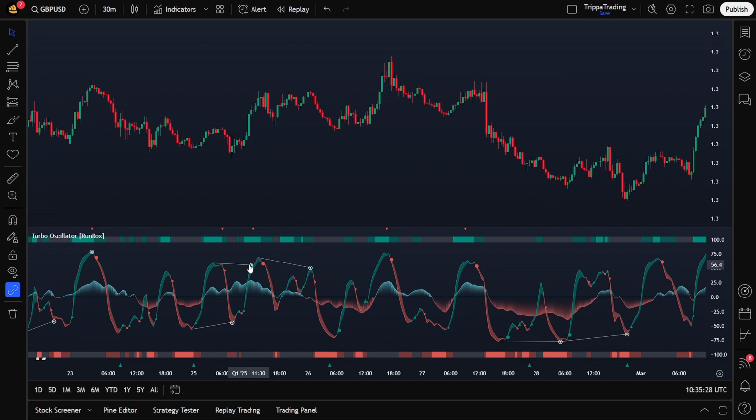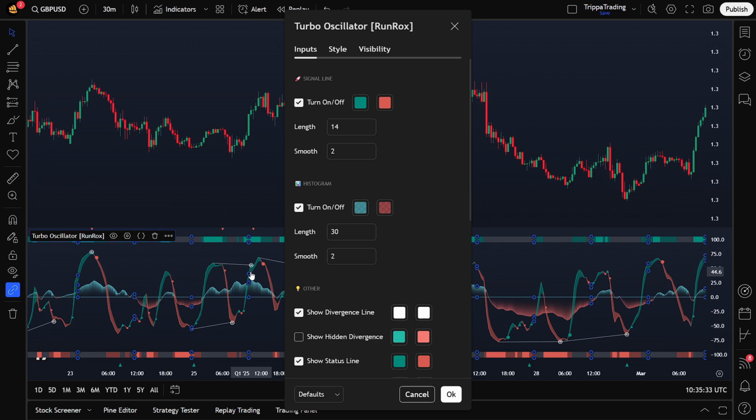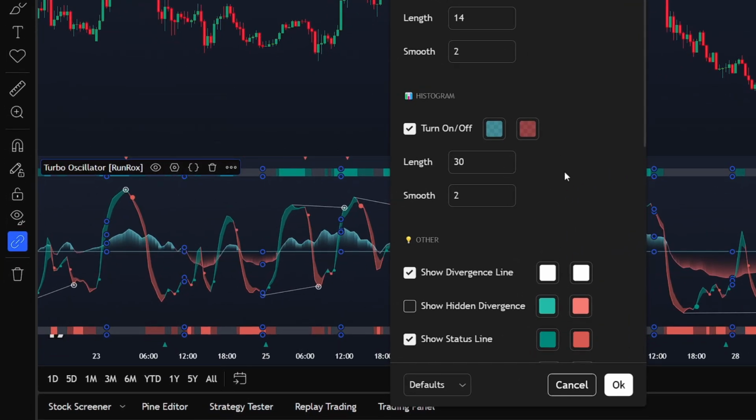We also have hidden divergences, but for that, you've got to activate them in the settings. You just double-click on the indicator, or just open the settings from here.